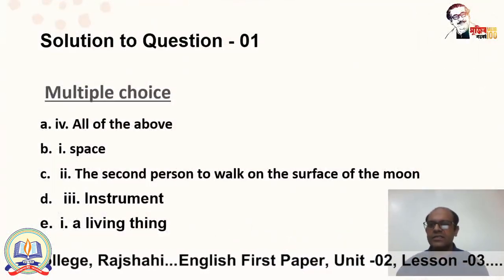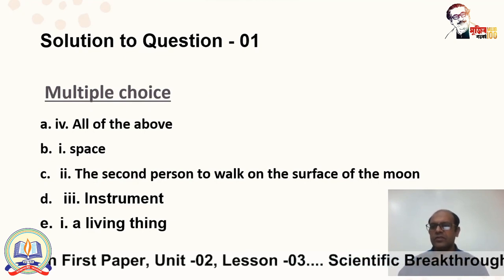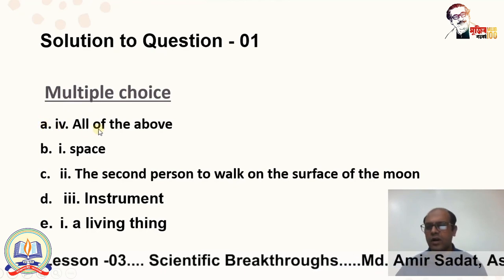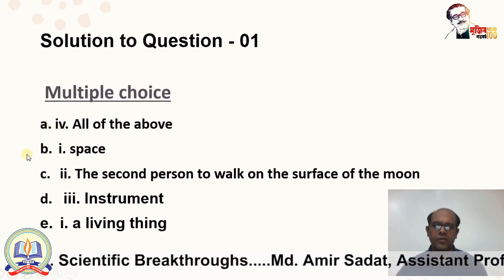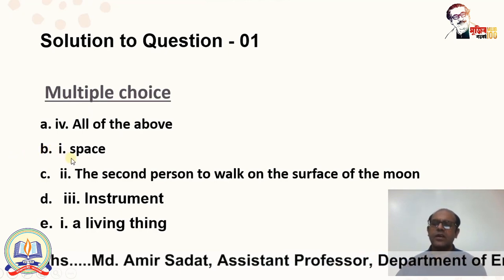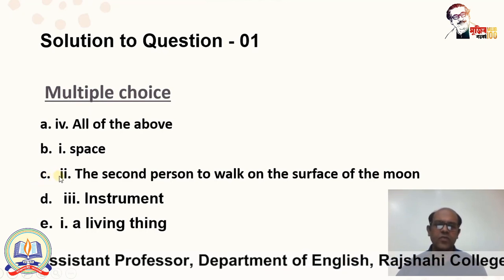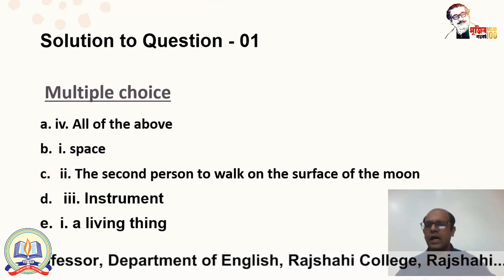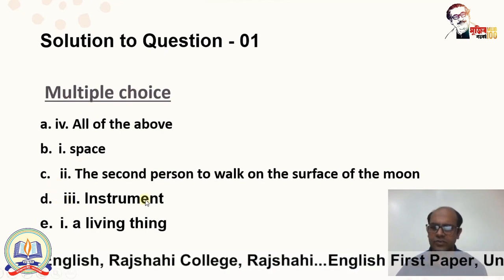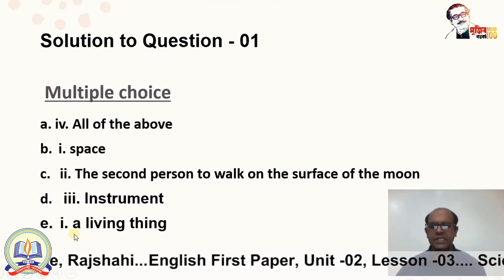So dear learners, here is the solution to question 1. For question A, answer is option 4, all of the above. For question B, answer is option 1, space. For question C, answer is option 2, the second person to walk on the surface of the moon. And for question D, answer is option 3, instrument. And for question E, answer is option 1, a living thing.